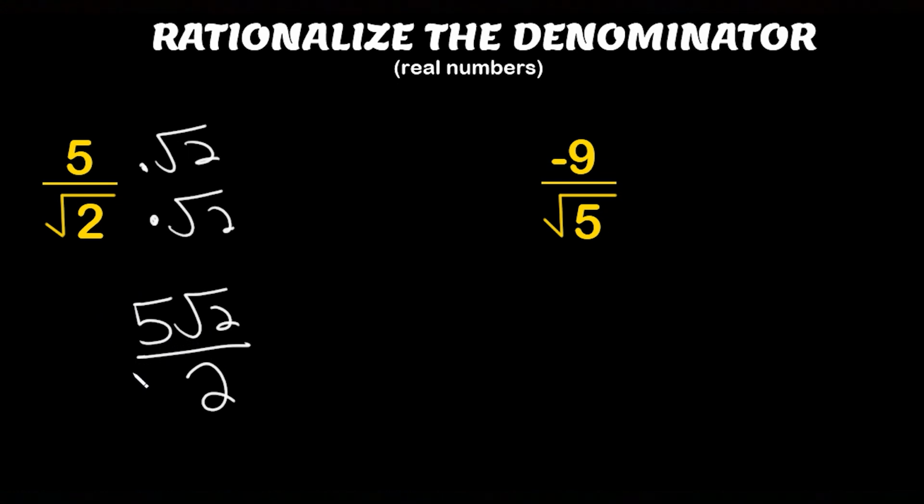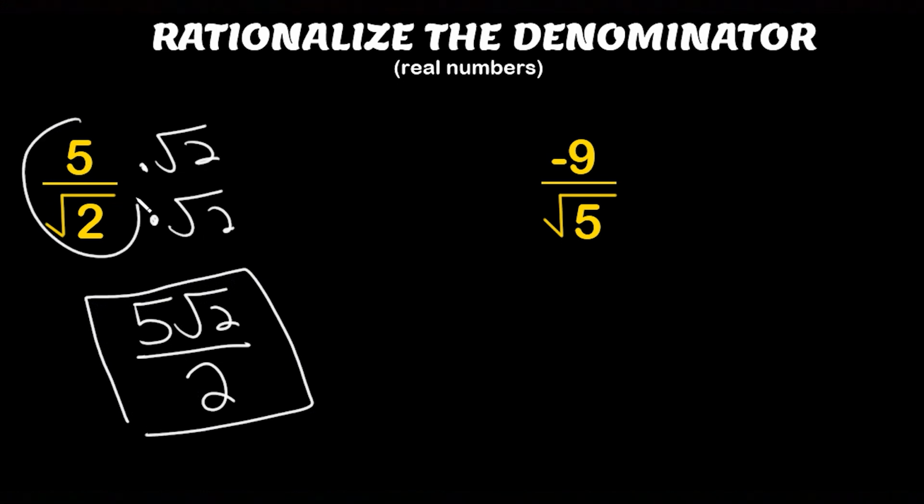Now, let's be really clear here. If I were to plug this answer into my calculator and compare it to the original, you're going to get the same value. But again, we did talk about why we are in fact rationalizing the denominator. So just keep that in mind. You are going to get the same answer, but the proper way of doing it is to take the irrational parts out of the denominator. Okay? Let's take a look at the next problem.